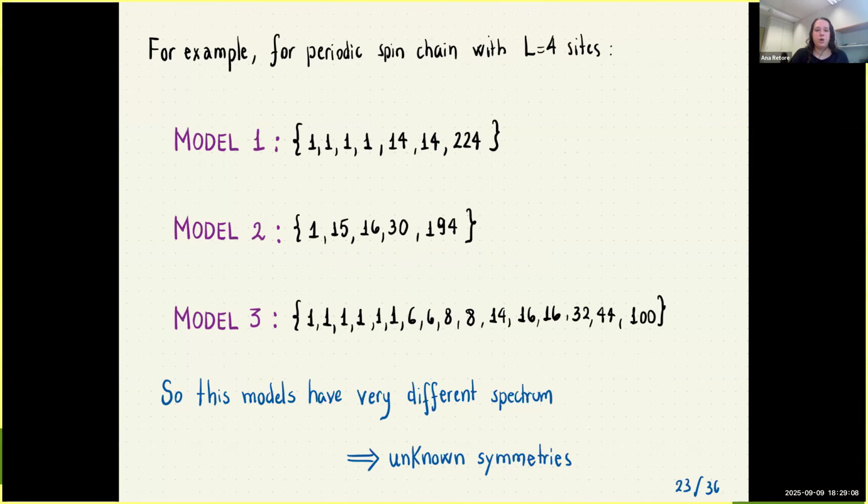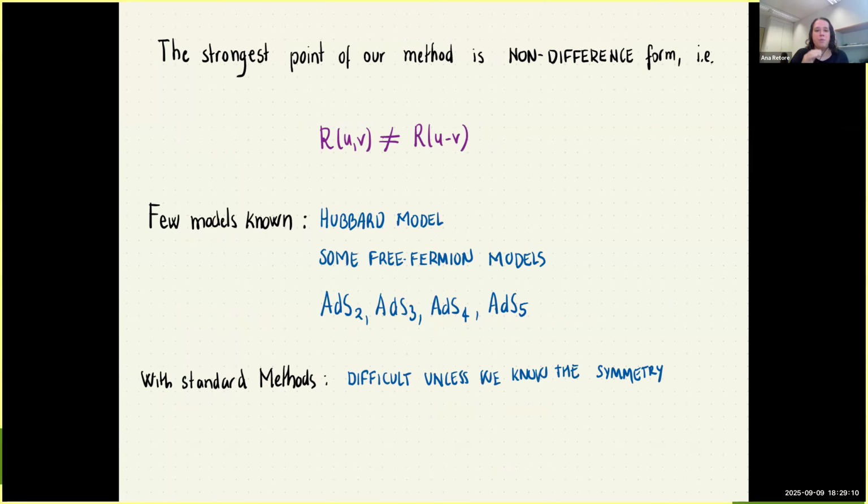Okay, but the 3 models I just showed you are actually of difference form. And actually the strong point of the method is non-difference form. It's systematic and it's not very difficult. Of course, it gets very difficult if you put all the elements in your matrix non-zero, but you have a lot of control, so it's quite nice.